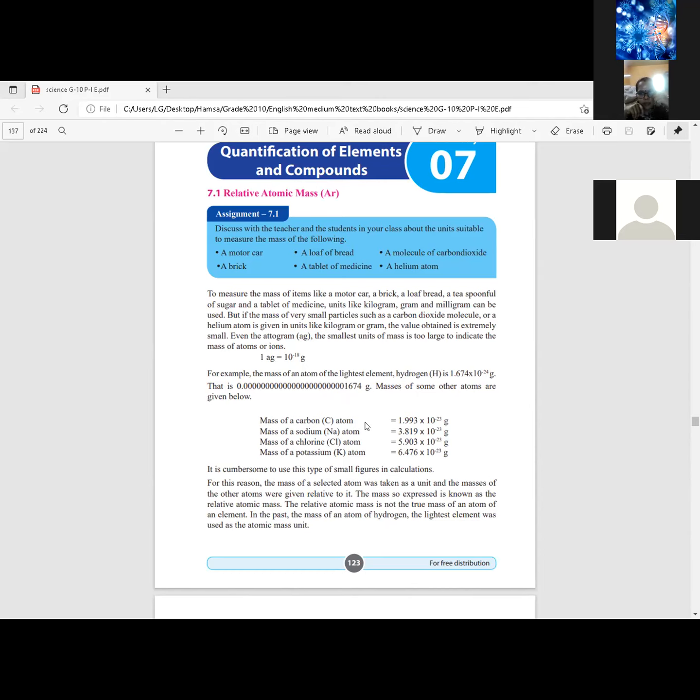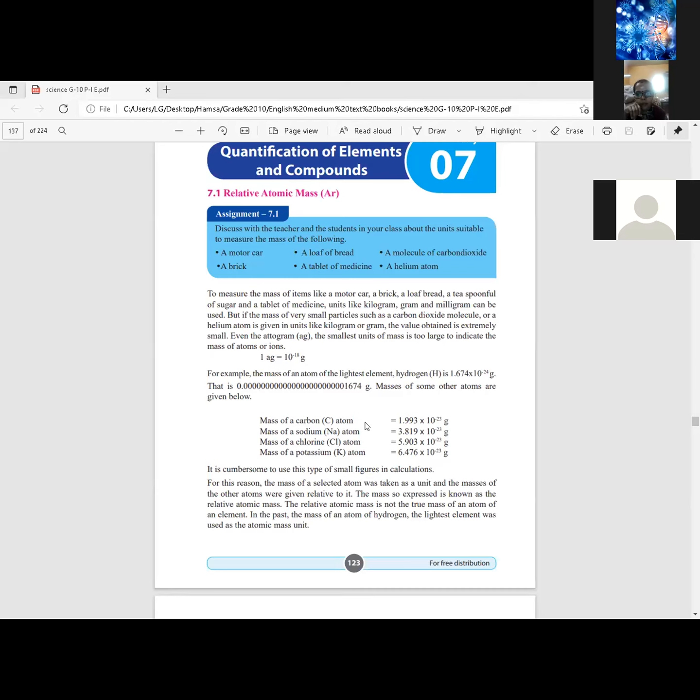Hydrogen is the lightest element in the periodic table. Having the lightest element means we consider it as a unit mass. The mass of hydrogen is 1.674 into 10 to the power minus 24 grams.